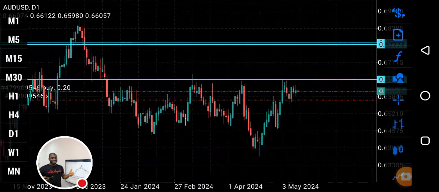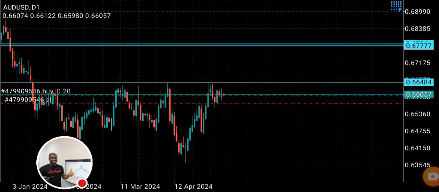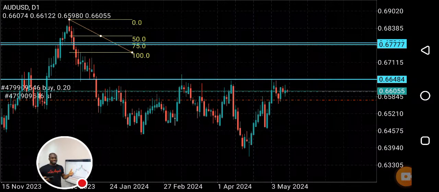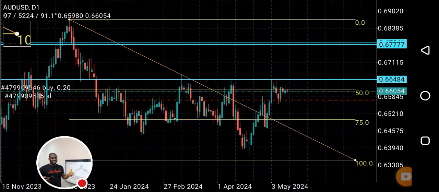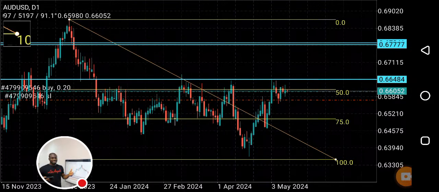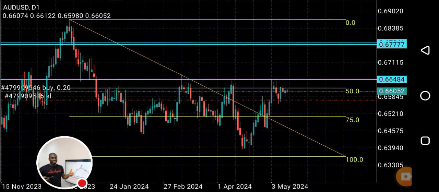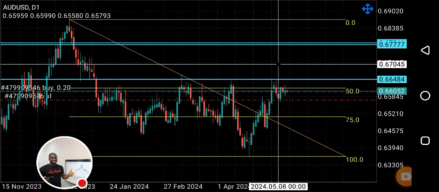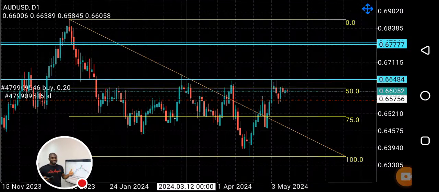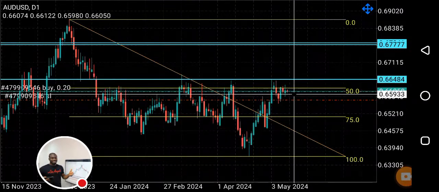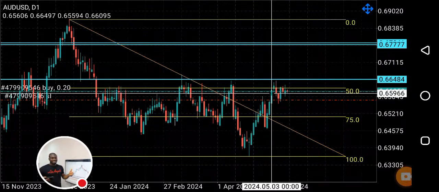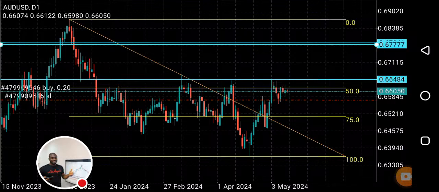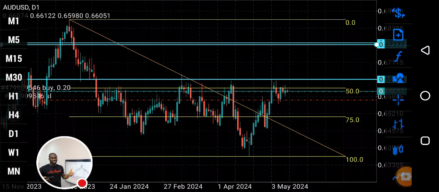Let me apply the Fibonacci. Let's take it from this swing high to this swing low. Can you see? So I'm expecting price to pull back to at least level 75, which will be around this area. This is where I'll be considering selling. There's a high probability that this liquidity at this previous high will be cleared before going bearish. That's my take on Australian dollar USD. Bullish at the moment, but this week the weekly bias is bearish. Let's look at what we have on 4 hour.